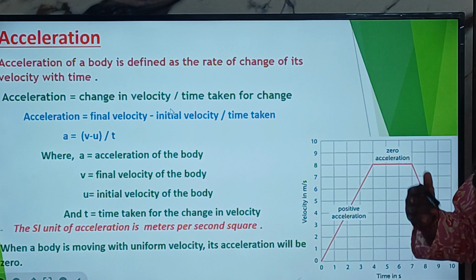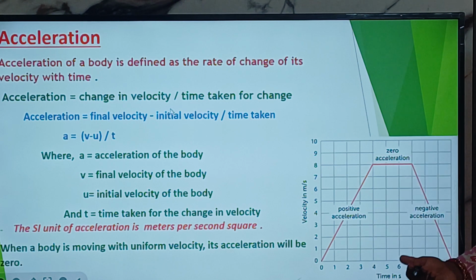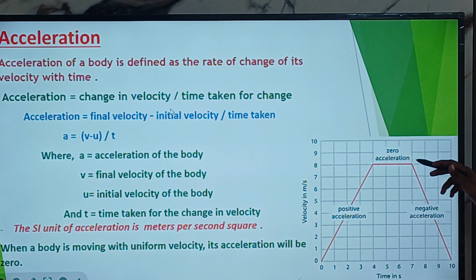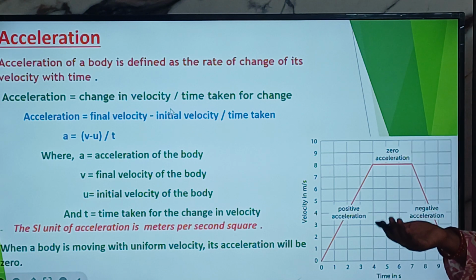So when the velocity of the body increases with equal interval of time, then what happens? It is called positive acceleration. Now, zero acceleration: I have already told you that when the velocity remains uniform or constant, we have zero acceleration because initial minus final becomes the same.